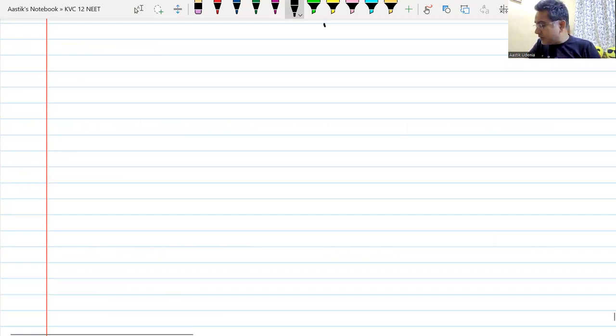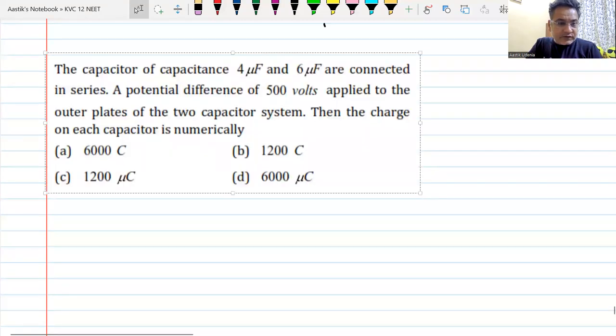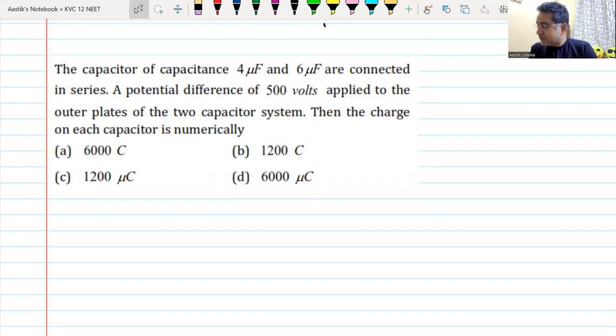This is the first problem that I'm going to present. Can you solve this one and give me the answer? Capacitors of capacitance 4 microfarad and 6 microfarad are connected in series. A potential difference of 500 volt is applied to the outer plates of the two capacitors, so connected to a battery of 500 volts. What is the charge on each capacitor? I'll give you 2 minutes to think about this. I want you to get the answer on your own. If you are not able to do it, then I will solve this question for you.